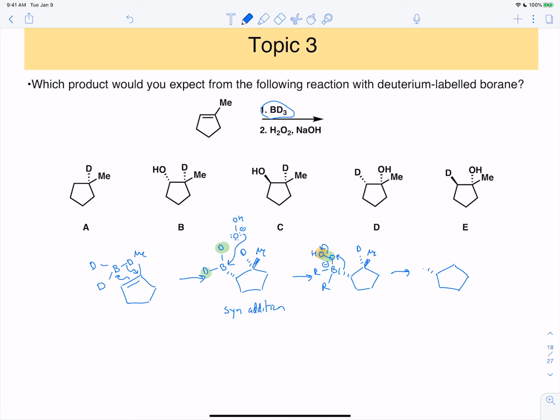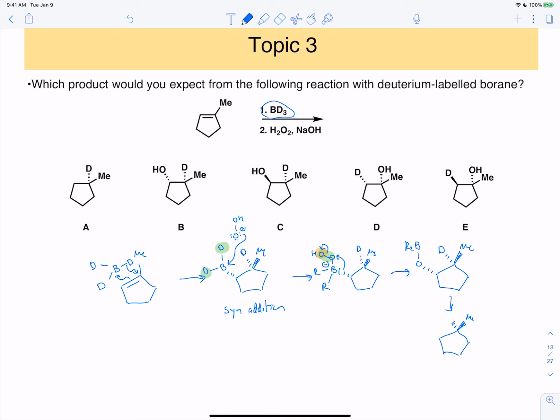This does not change the stereochemistry. Stereochemistry keeps the exact same orientation. But now we can see how this answer will finish up. Along the way, the borate ester gets hydrolyzed.